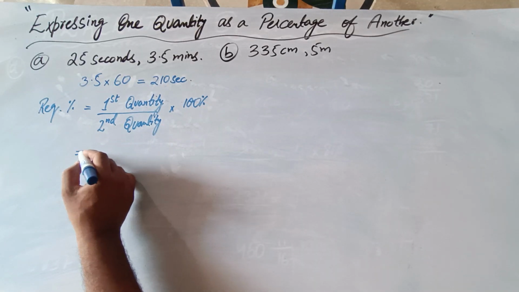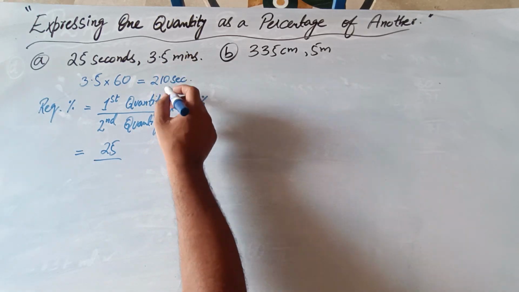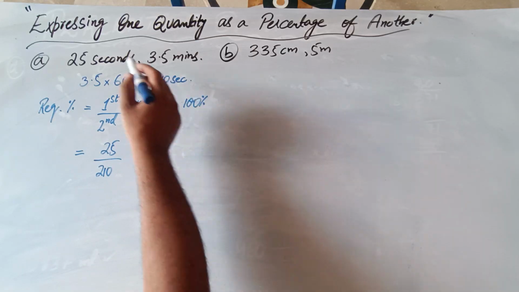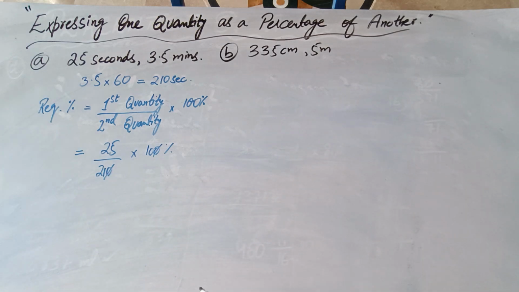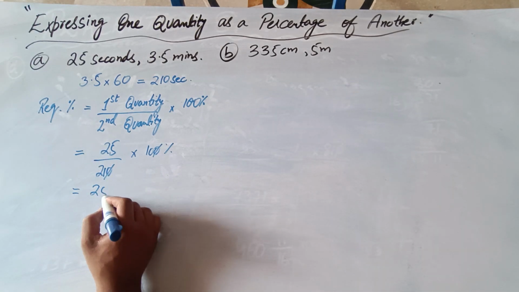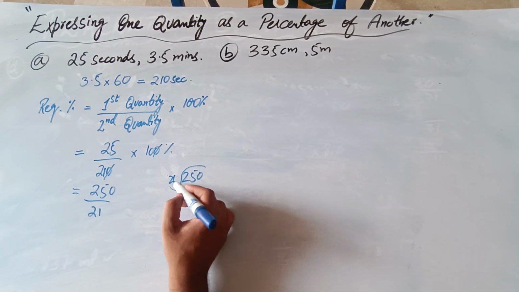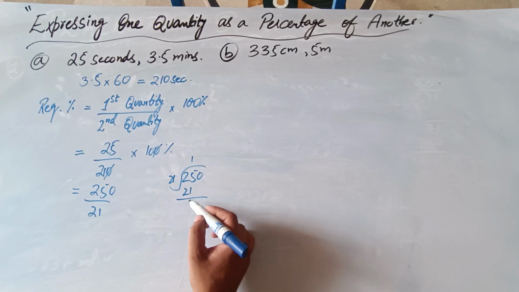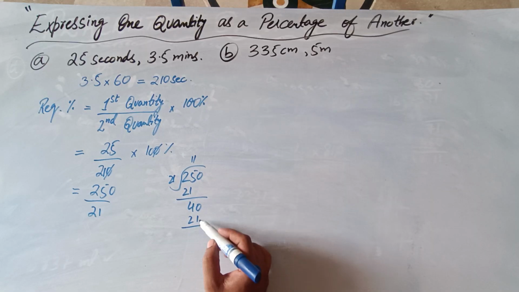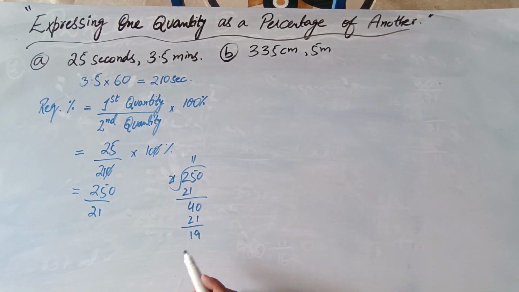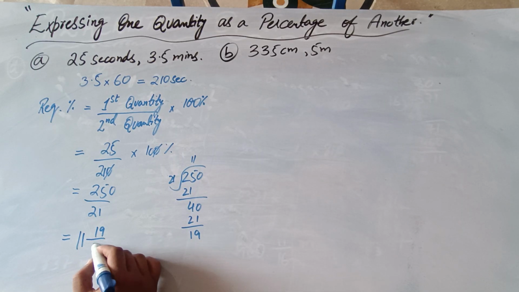giving the answer in percentage. So first quantity we will write in the numerator, 25. Now 3.5 minutes means 210 seconds. So now both are in seconds, multiply by 100%. Now 10 goes out with 10. So what would it become? 250 over 21. Now divide 250 by 21, we will get the answer. 250 divided by 21, 21 times 1 is 21. So we are left with 40. Again 21 times 1 is 21. We are left with 19. So 11 whole 9 upon 21 percent.